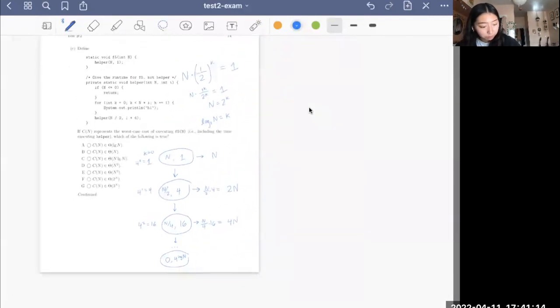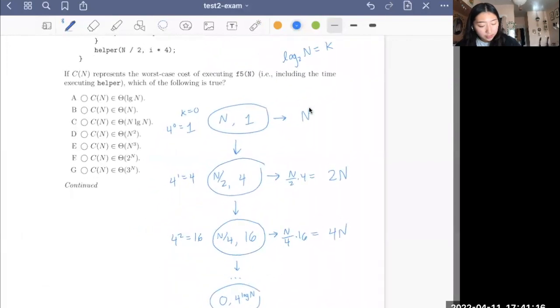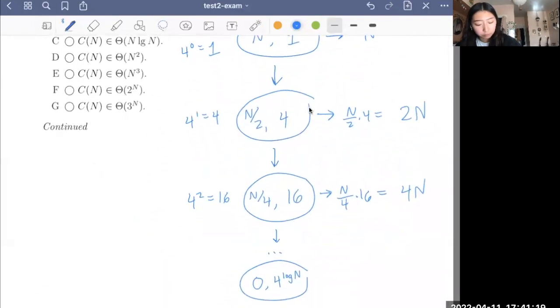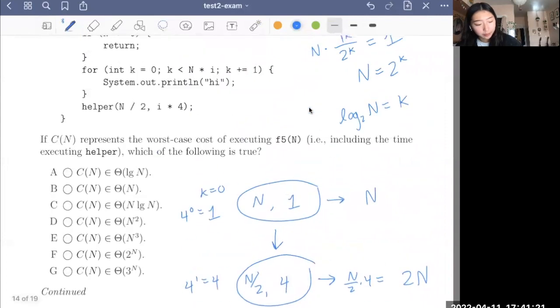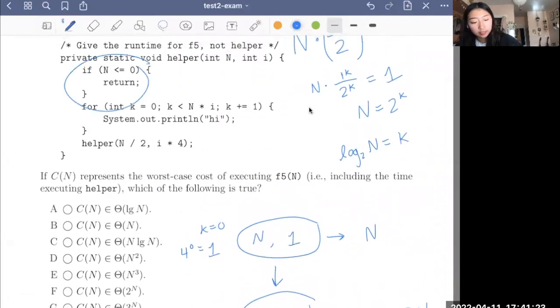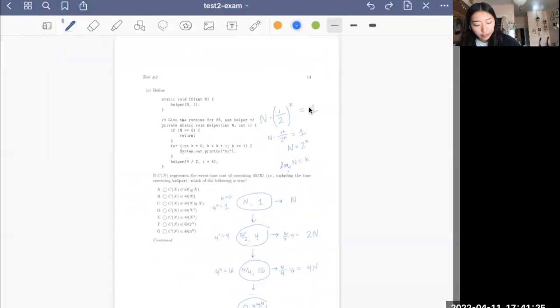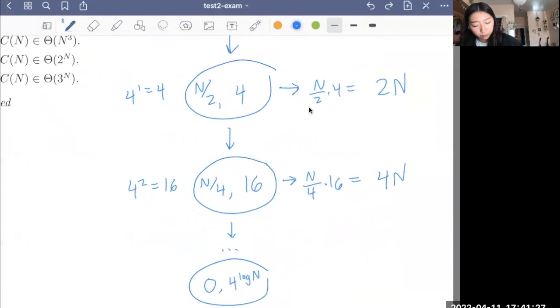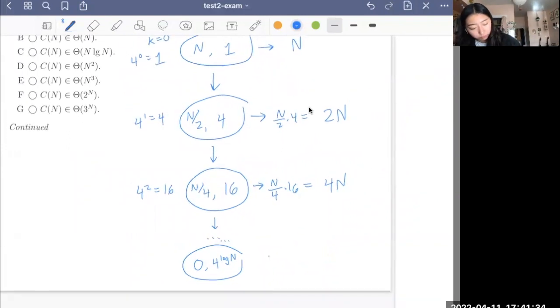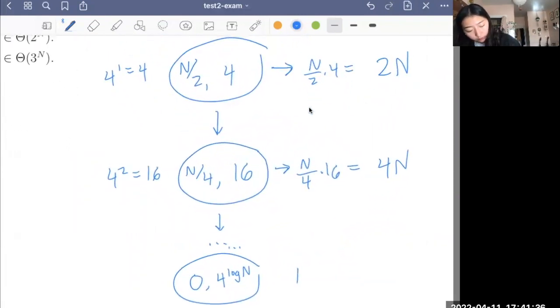And at the base, we don't really do any work, right? Because we enter this case. But we see that maybe right before that, we had this level where we did approximately 1 times 4 to the log n work.